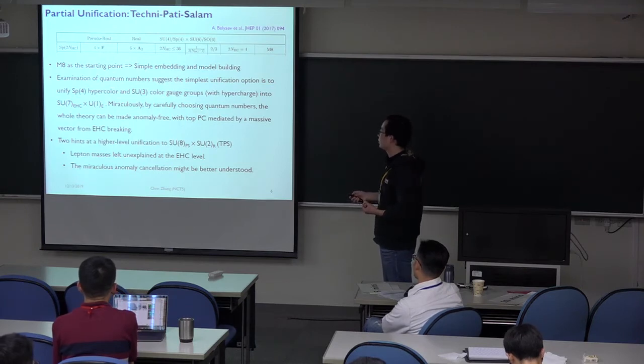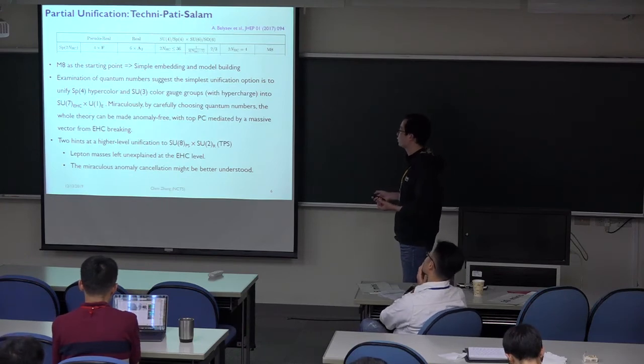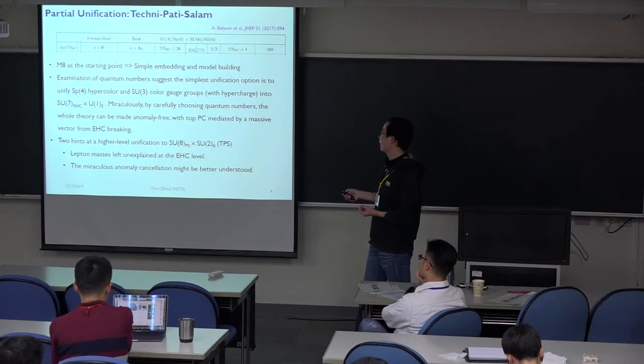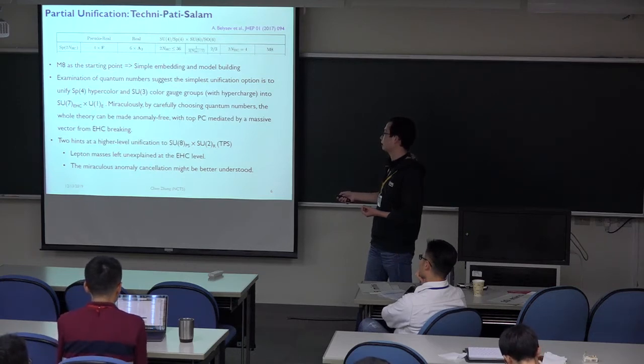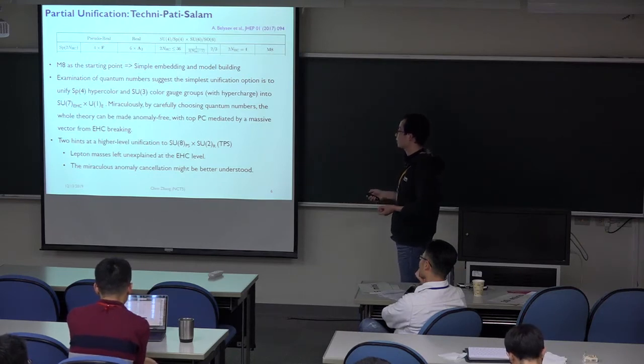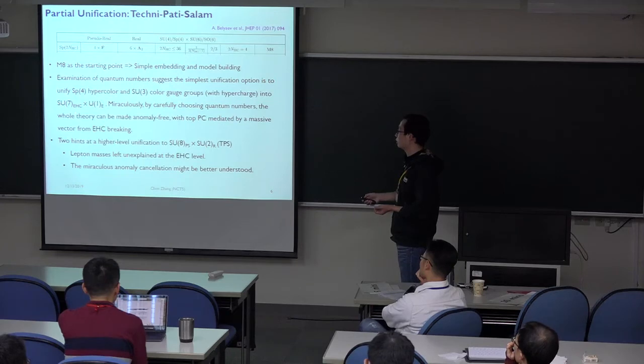The examination of quantum numbers suggests that the simplest unification option is to unify Sp(4) hypercolor and SU(3) color gauge groups with hypercharge into some SU(7) group times a U(1) factor. This SU(7) will be called extended hypercolor. And we found that miraculously, by carefully choosing quantum numbers, the whole theory can be made anomaly-free with top partial compositeness mediated by a massive vector from this EHC breaking.